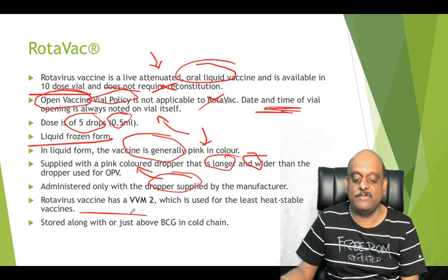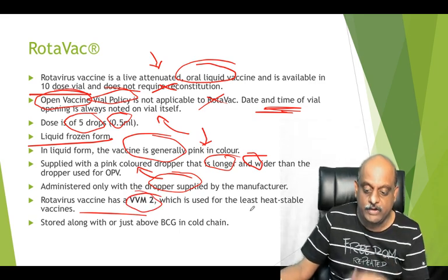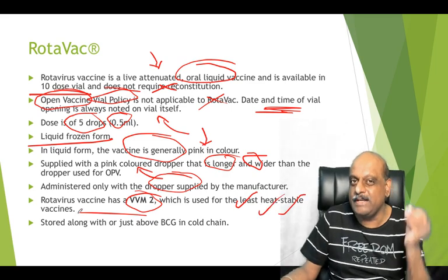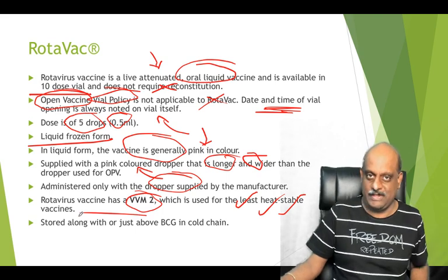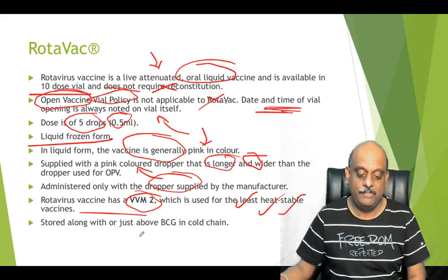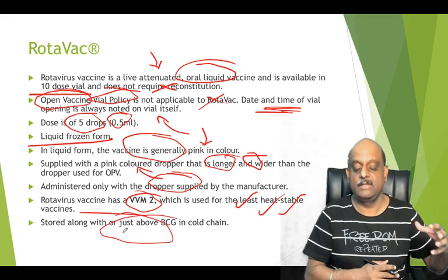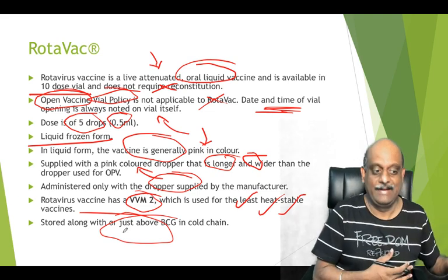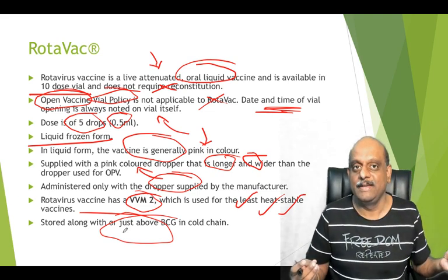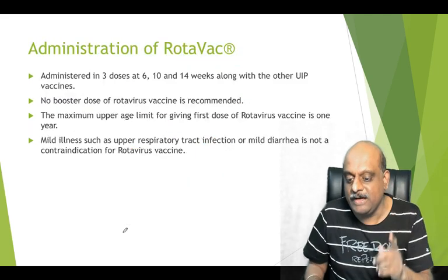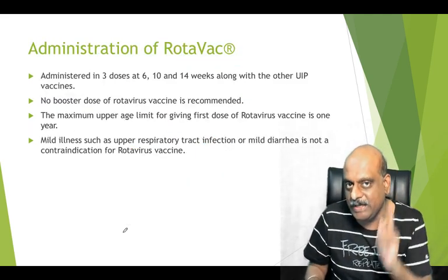And the rotavirus vaccine has VVM2, vaccine vial monitor 2, which is used for the least heat stable vaccines like oral polio vaccine. There is also a vaccine vial monitor for the Rotavac, and it should be stored just above the BCG in the cold chain. So these are the points. Like a parrot, you must rattle them out in tomorrow's exam. The examiner can ask any of these like a single liner MCQ.